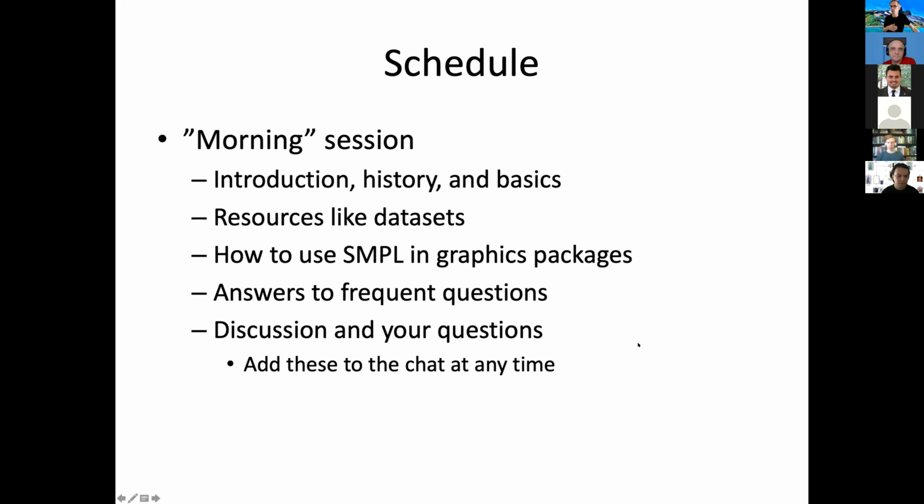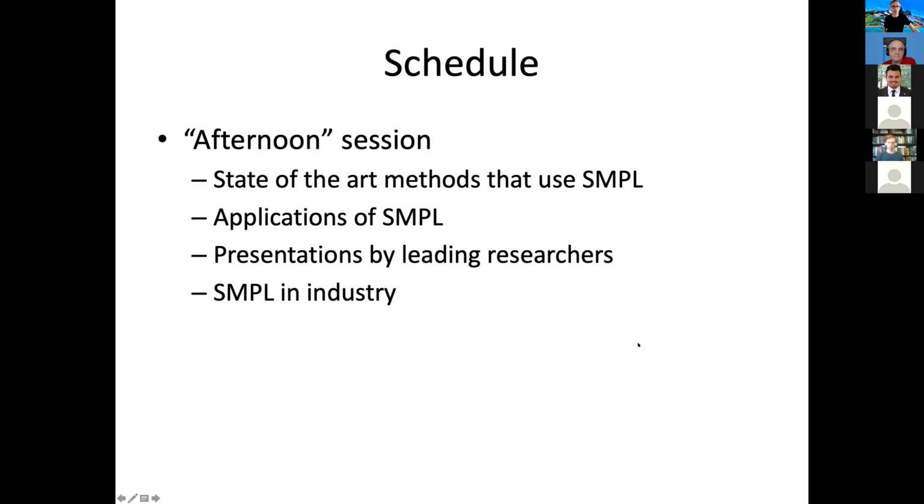You should also go away with resources and things like data sets, and how to use SMPL in various graphics packages. We get a lot of questions about this. In addition, we'll try to answer the most frequent questions we get, and hopefully there's plenty of time for discussion. We'll adapt this morning session as need be to finish on time with time for questions.